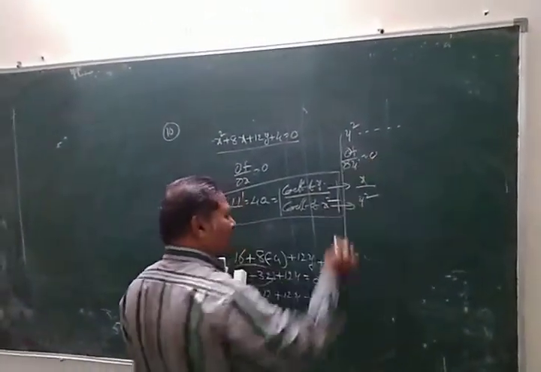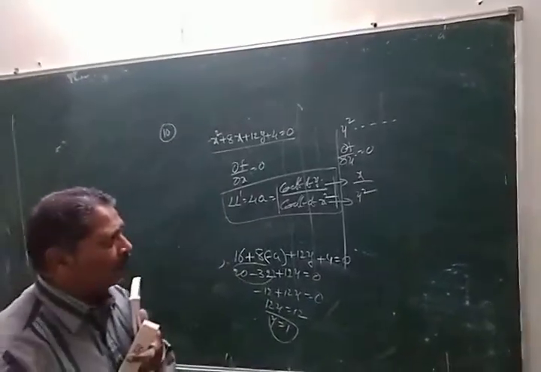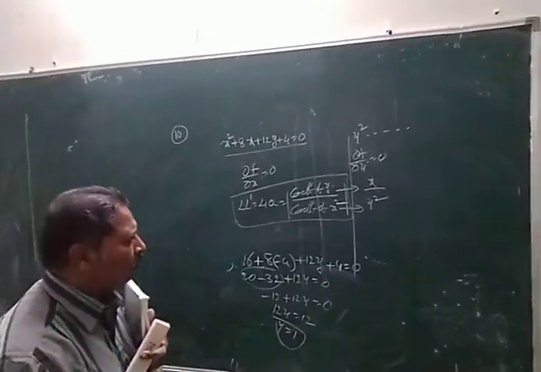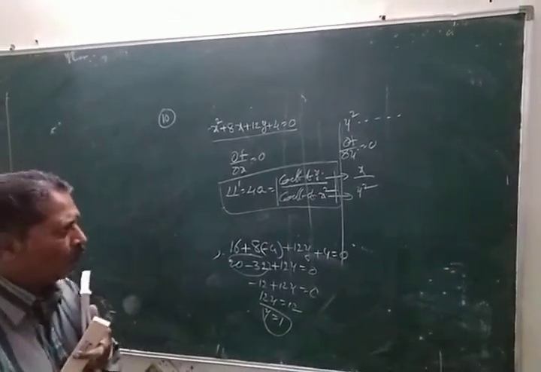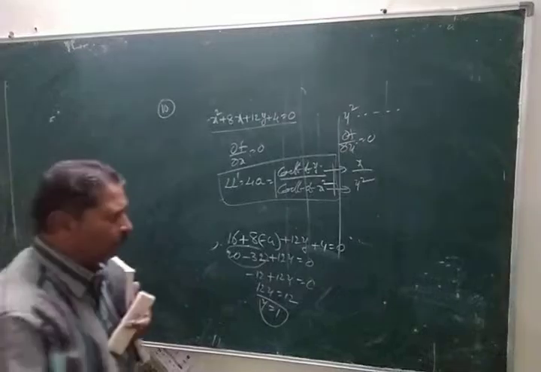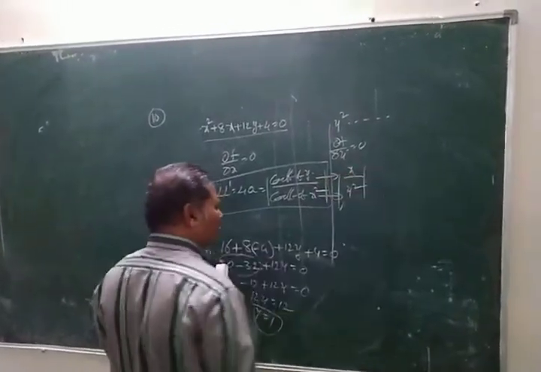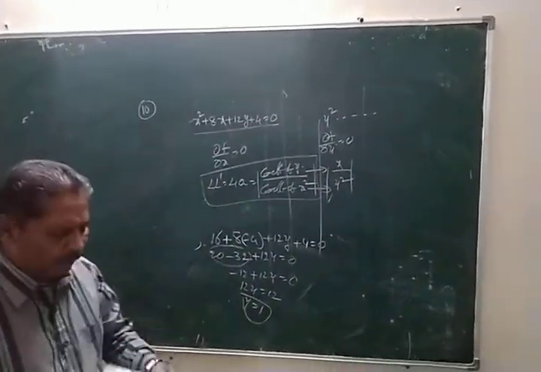Equation of the axis, ∂f/∂y equal to 0. Length of the latus rectum, coefficient of x by coefficient of y square.